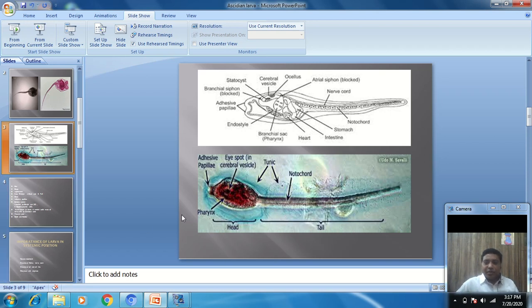Details about the structure in the body of that particular larva, that is the endostyle, branchial sac, heart, intestine, stomach, notochord, details about the alimentary canal and the respiratory system, we will see in the next topic.